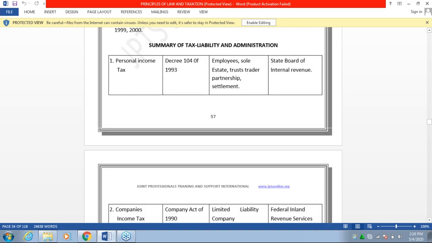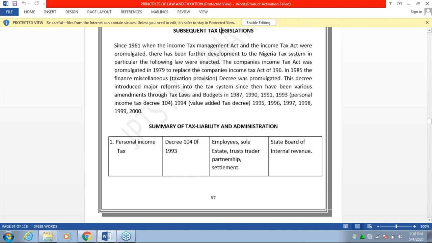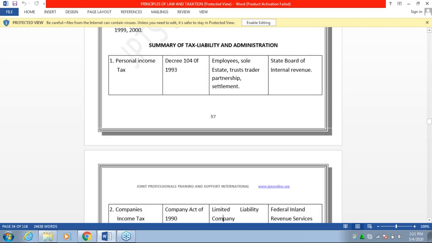Now, considering those promulgations and the tax law, below is a summary of the liabilities and administration. When you are talking of the personal income tax, it's a simple analysis, and that will tell us who are the people, who are the agents of the government that are scheduled with the responsibility of collecting such a tax, and from whom. So the law has stipulated all of these. If you are talking of the personal income tax, that is Decree 104 of 1993. So the personal income tax is liable to be collected from employees, sole traders, trustees, partnerships, and settlements. And it is being collected by the State Board of Internal Revenue.